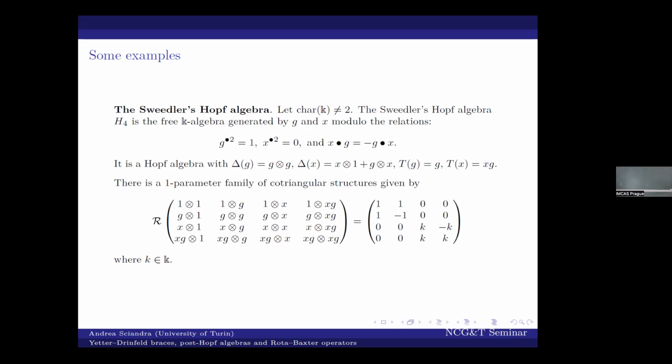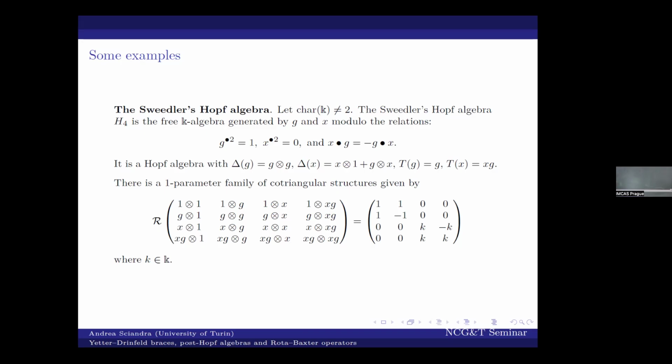So what is the Sweedler algebra? It is generated by G and X modulo this relation: G square is 1, X square is 0, while X and G anti-commute. And this is a Hopf algebra with coproduct given by this. So G is group-like, while X is q-primitive. So delta of X is X tensor 1 plus G tensor X, while the antipode over G is G and over X is XG.